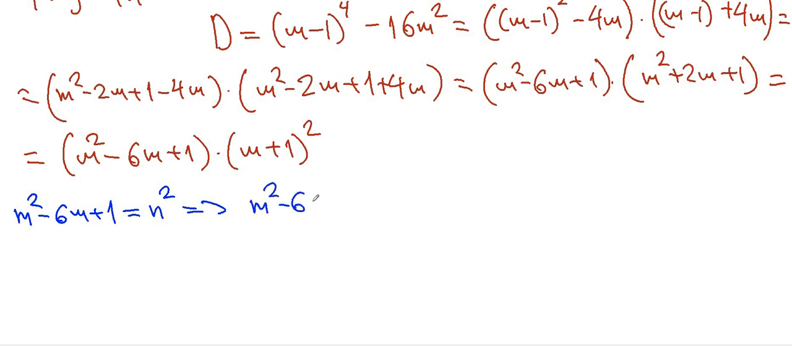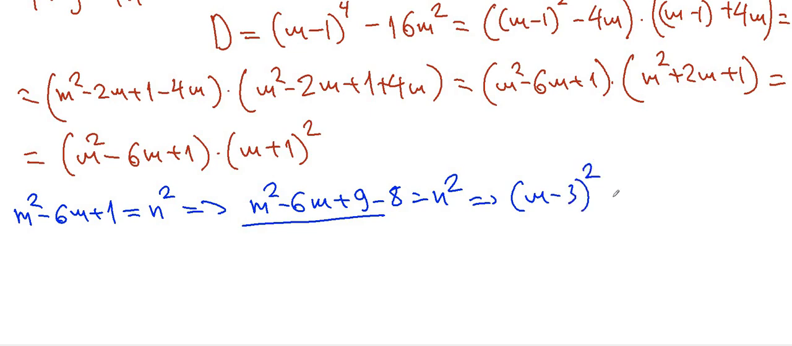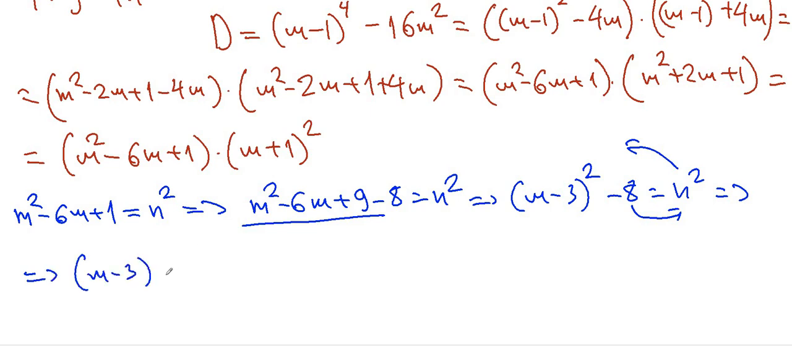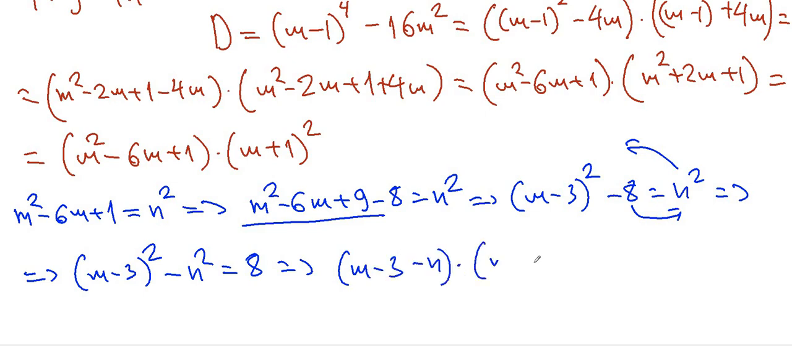So m² − 6m + 9 − 8 is equal to n², and as you can see this one is a perfect square, so therefore (m − 3)² − 8 is equal to n². Let me move this n² to the left hand side and this 8 to the right hand side, so the last equation gives us (m − 3)² − n² is equal to 8, and I can factor the left hand side as follows: (m − 3 − n)(m − 3 + n) is equal to 8.